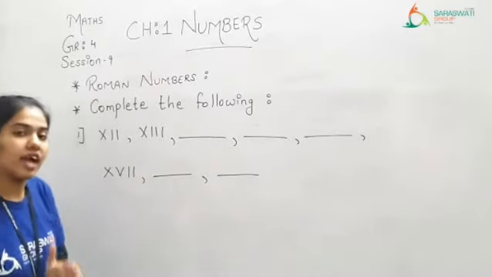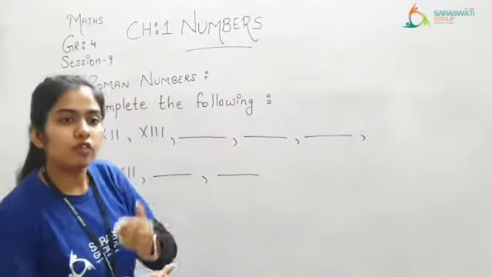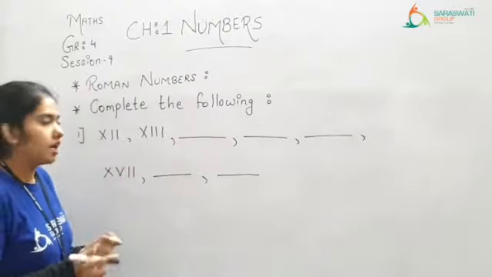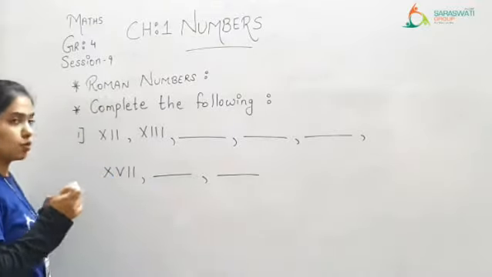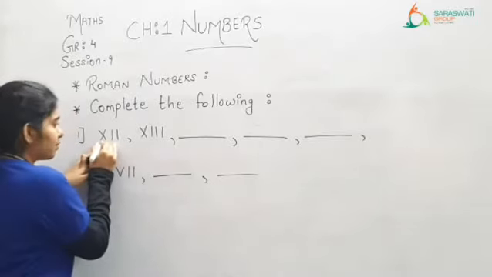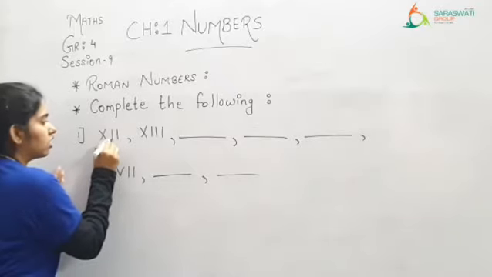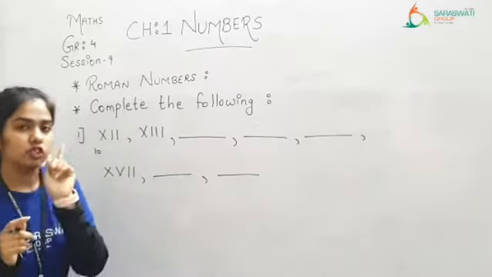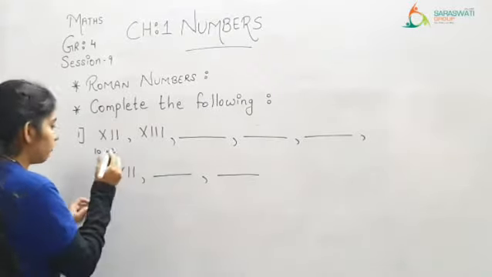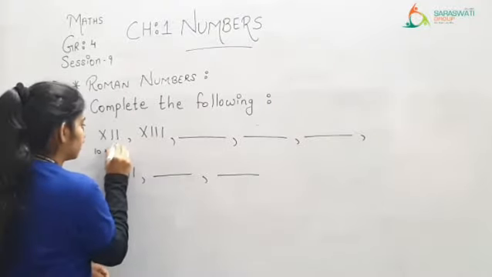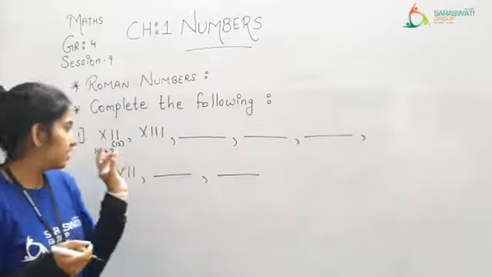First, before you start anything, you have to convert this into Hindu Arabic numbers. We have learned that, so with the help of that, let's do it first. X means 10, so 10, then I plus I, that is 1 plus 1 is 2. So 10 plus 2 is 12. So here the value is 12. You will write it with a pencil over there, in small handwriting.